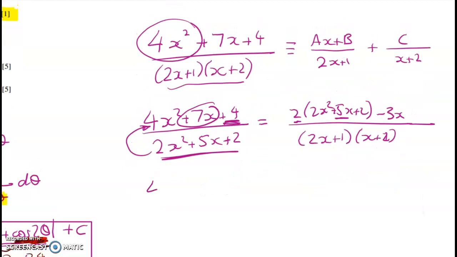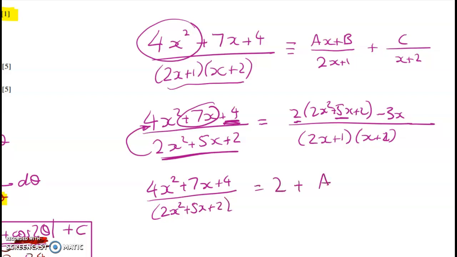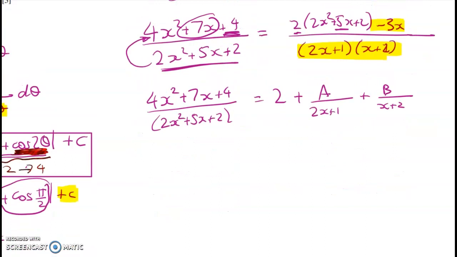So what we've got is this. We've got 4x squared plus 7x plus 4 over this is equal to 2 plus a over 2x plus 1 plus b over x plus 2. So all we're partial fractioning is this, negative 3x over this. So that's what we have to work out now. Now I've worked out 3x and then shoved a negative in front at the end. So 3x into this comes out very quickly.